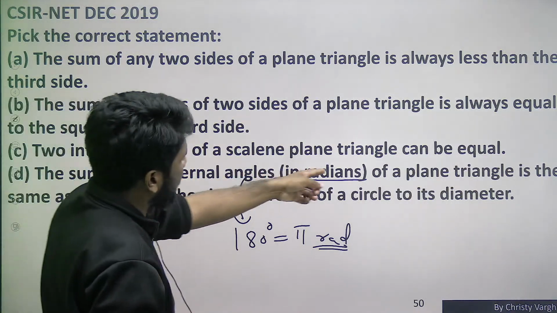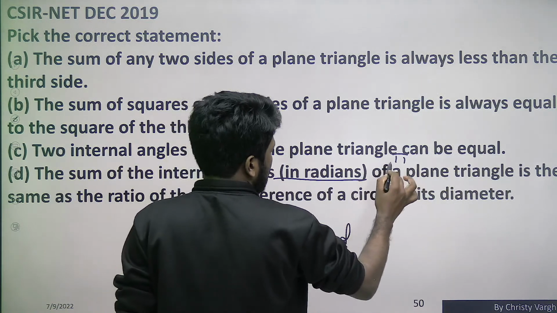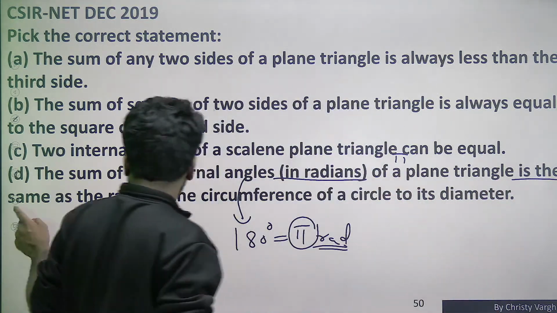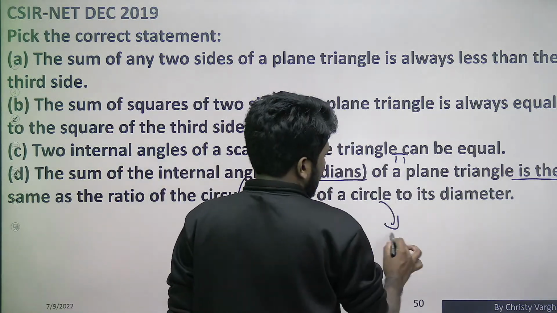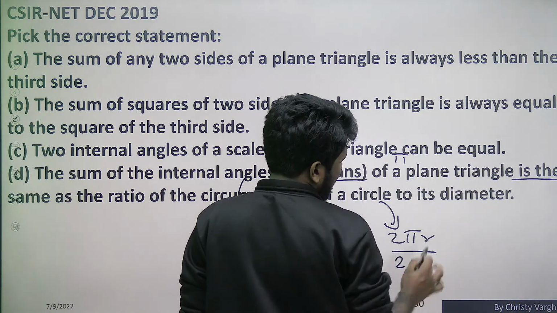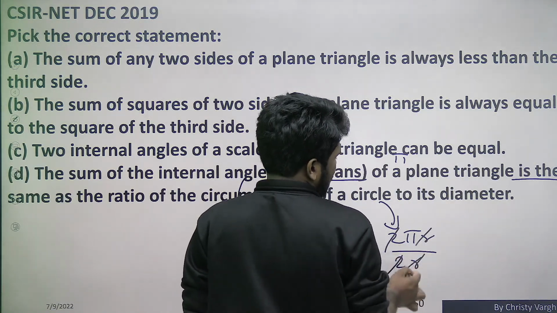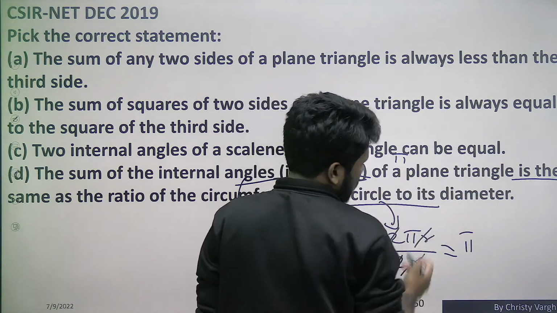So the sum of internal angles of a plane triangle in radian will be pi. So the first part is pi. That is the same as the ratio of the circumference of a circle to its diameter. Circumference of a circle is what? 2 pi r. Diameter will be 2 times radius. 2 cancels 2, radius cancels radius. So the first part is pi, and the second part is also pi.